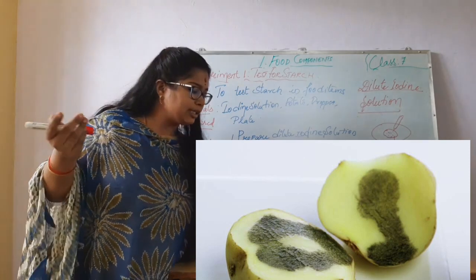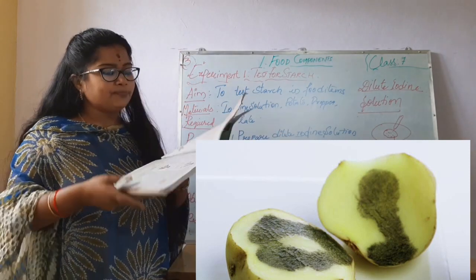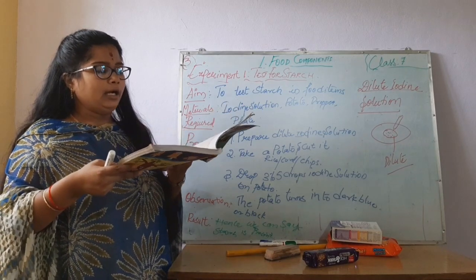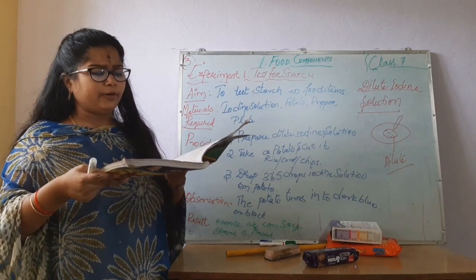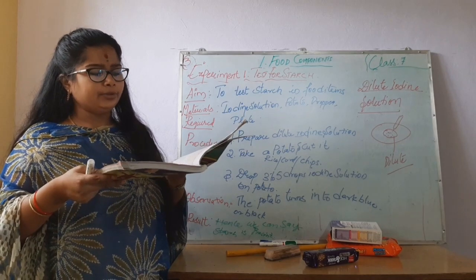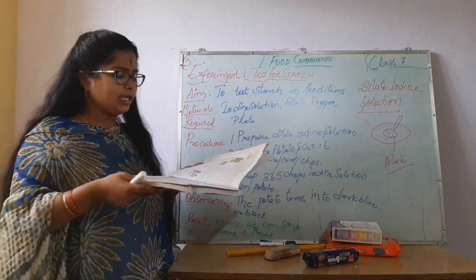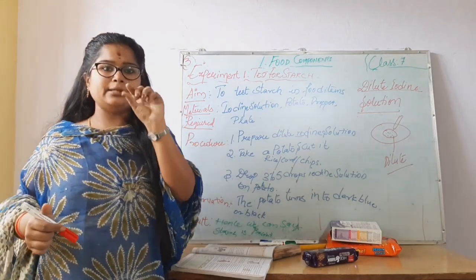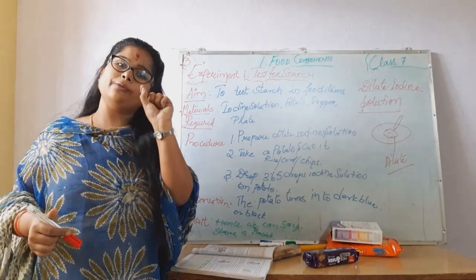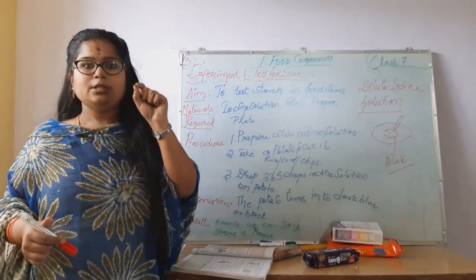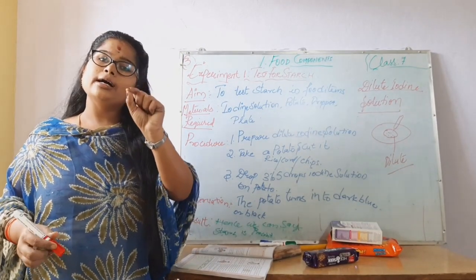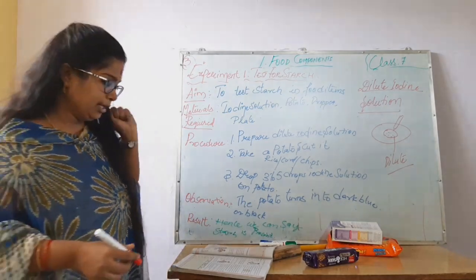I'll read out the experiment for you in the textbook once. Preparation of dilute iodine solution: take a test tube or a cup and add 2 drops of iodine solution to it. Then dilute it with water till it becomes light yellow or brown in color. The yellow or brown color shows that it has become diluted.